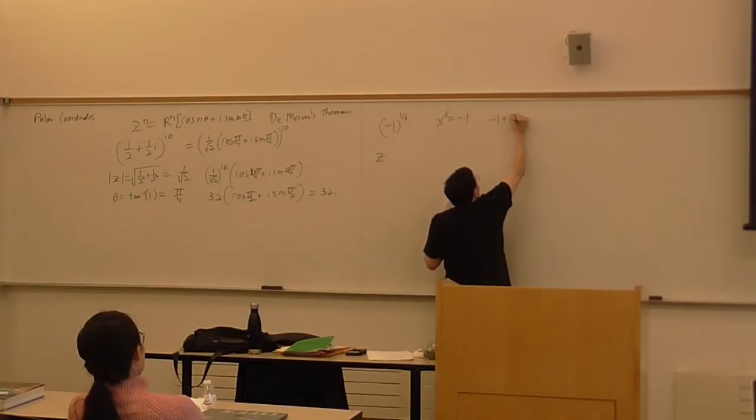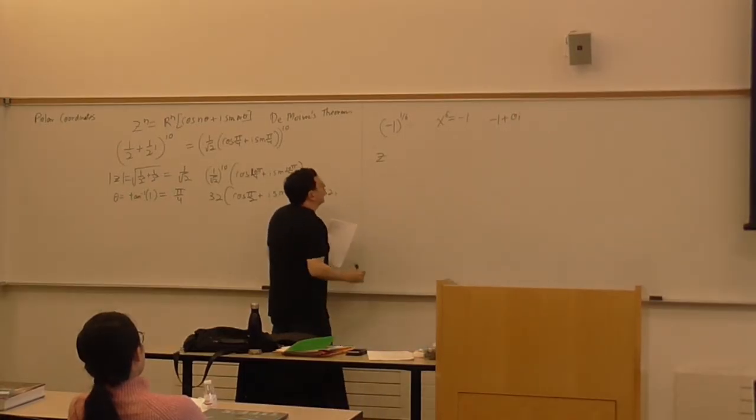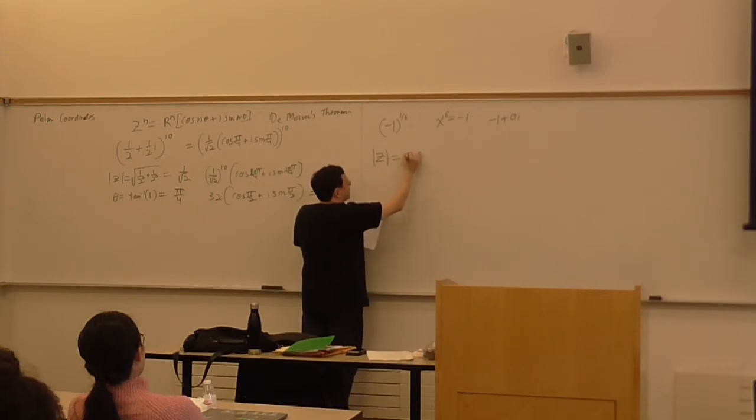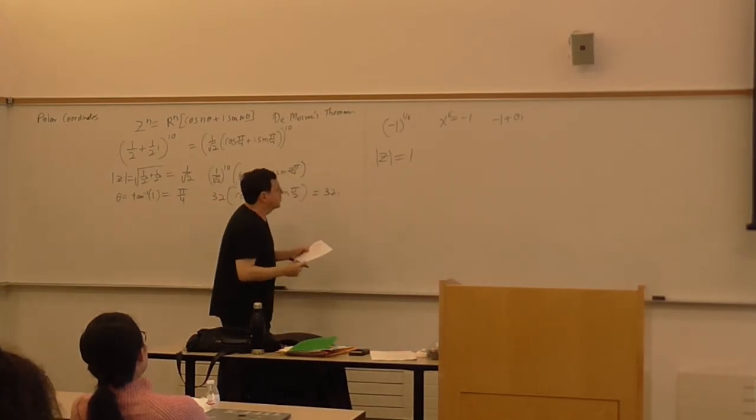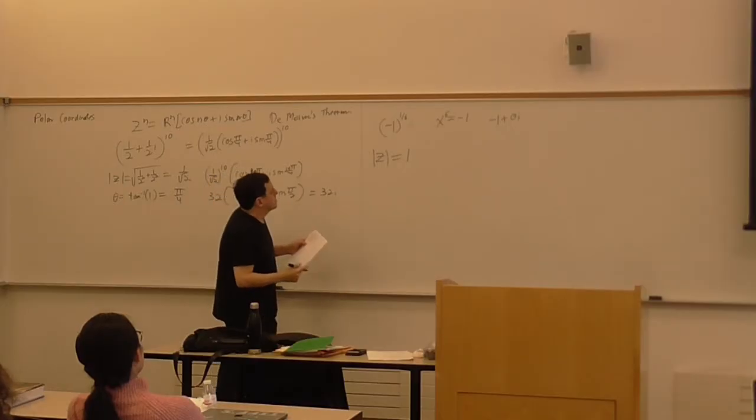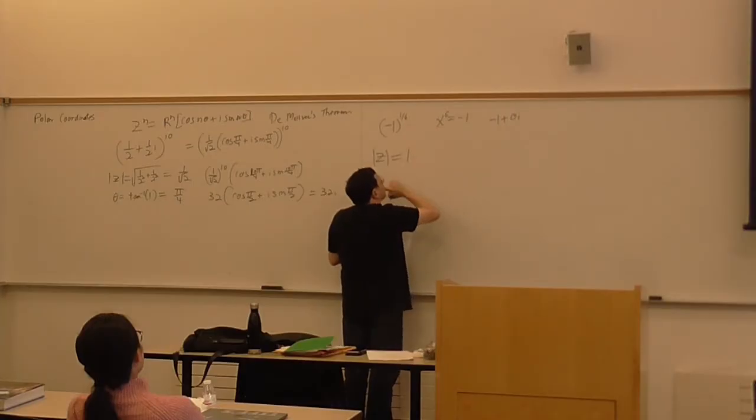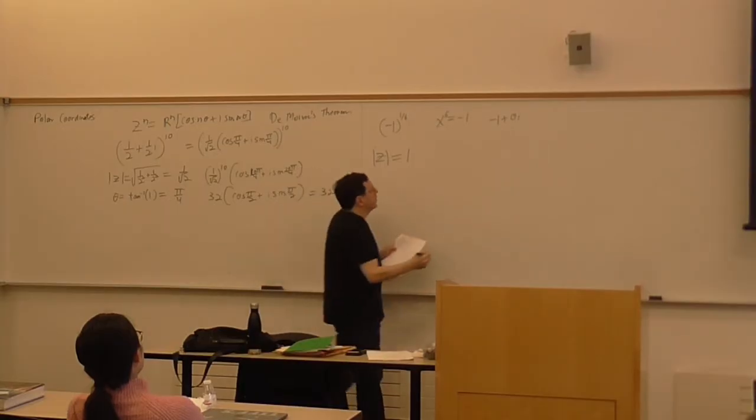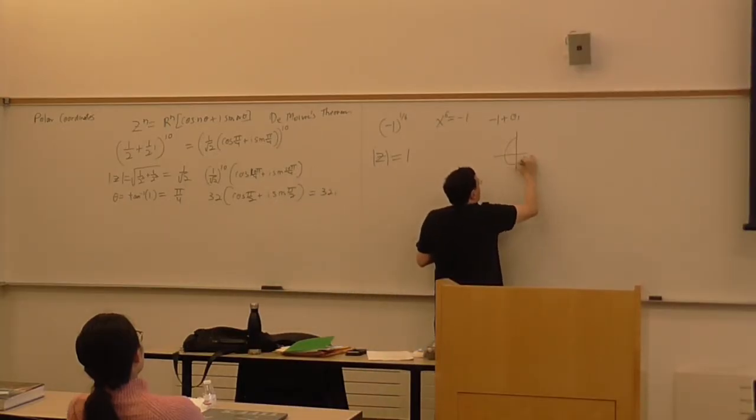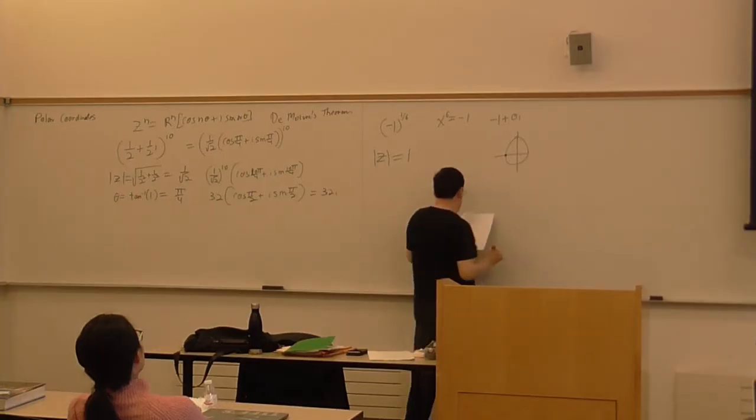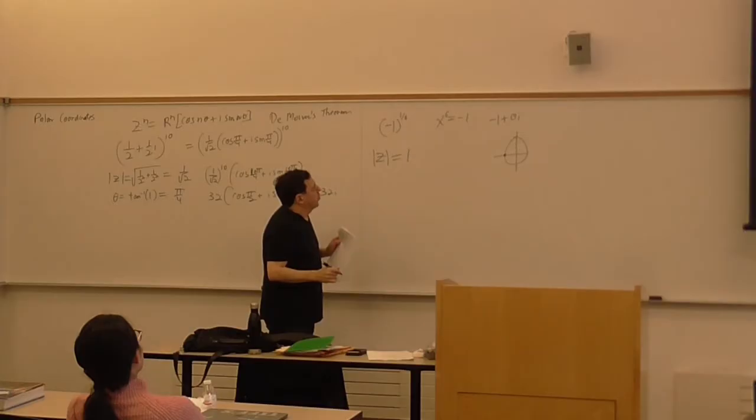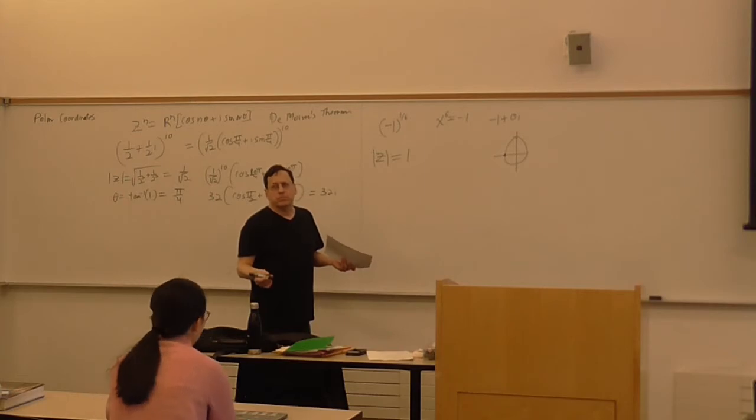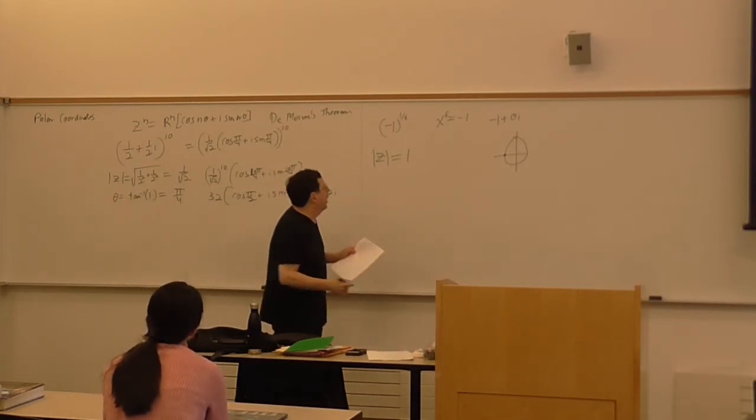-1 is -1 plus 0i, right? So the modulus is just 1. Now I want to know what theta is going to be. Well, I just draw my unit circle here. So it's this point here, right? -1, 0. That's the cosine of pi plus i sine of pi.